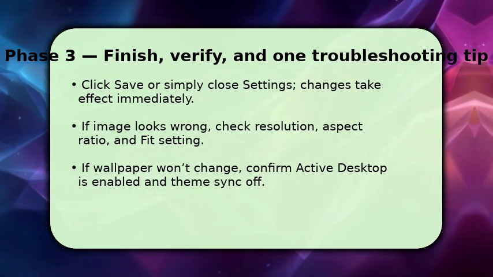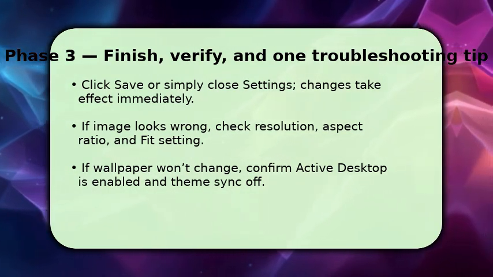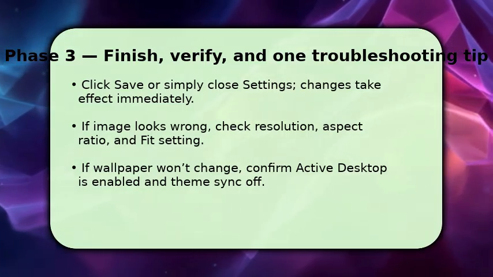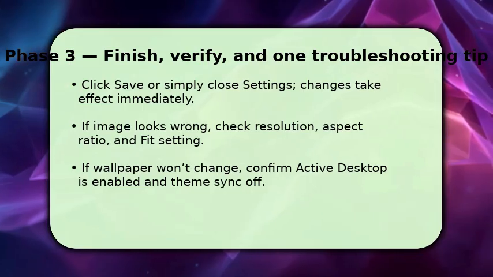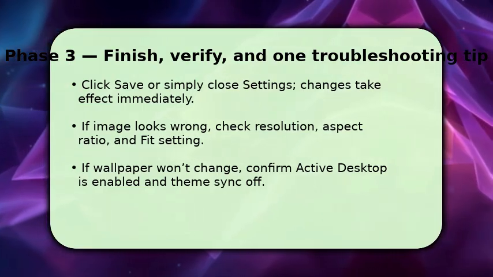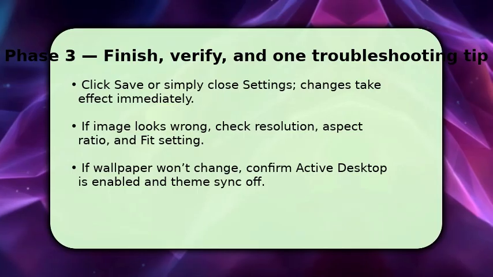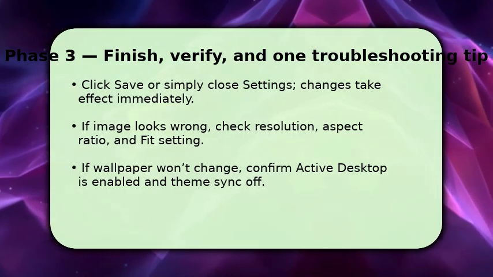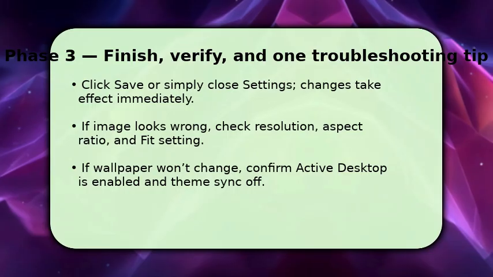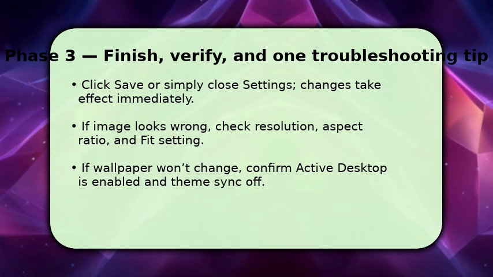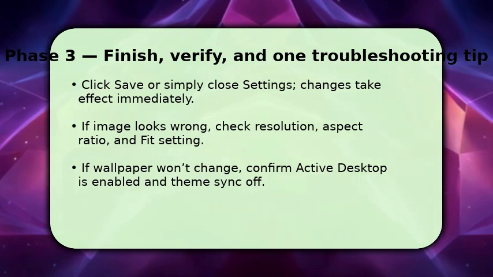If the image appears cropped, blurry, or repeated, check its resolution and aspect ratio, then try a different fit option. This fixes most display issues. If the wallpaper refuses to change, ensure no group policy, theme sync, or active desktop restriction is blocking updates. Reboot or sign out to reset the shell. One troubleshooting tip: try a different image to isolate file corruption versus system settings problems.